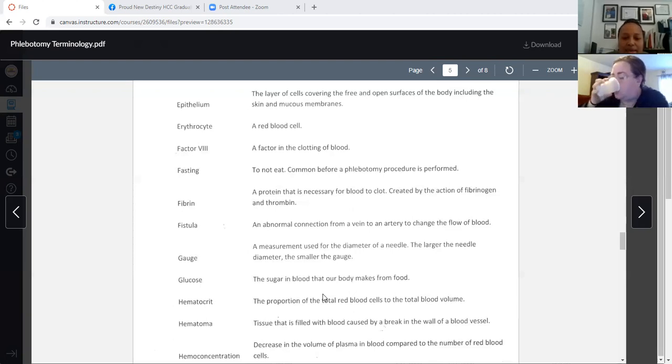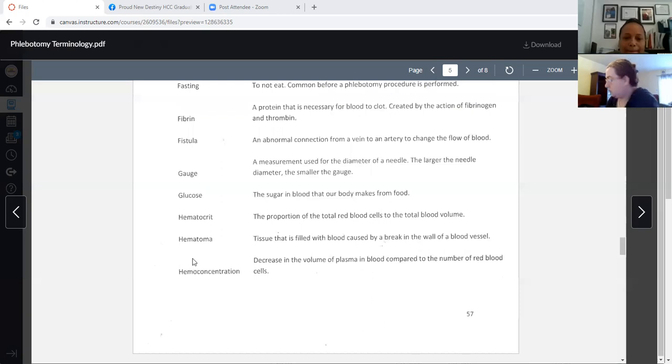Glucose. You want to highlight glucose. That's the sugar in blood that our body makes from food. Hematocrit. The proportion of the total red blood cells to the total blood volume.